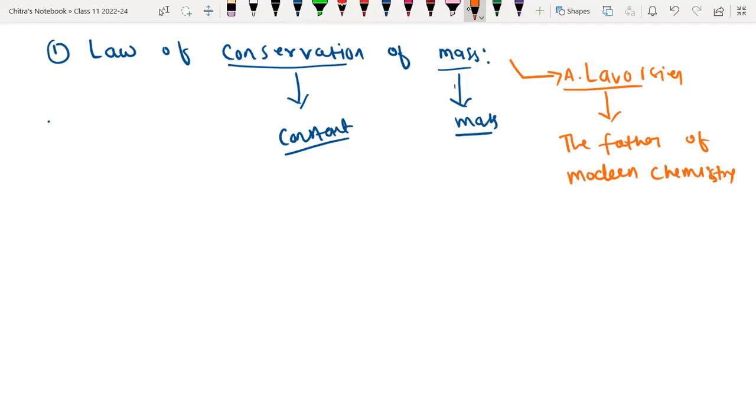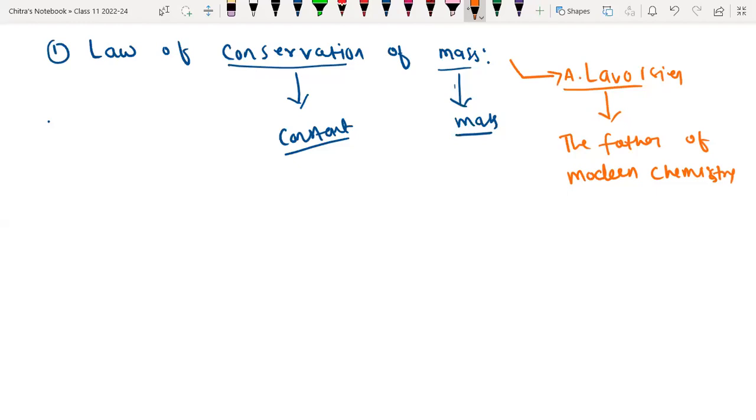And who is called the father of coordination compounds? It is also part of chemistry only. Werner. We are not going to discuss that. We are going to discuss here Antoine Lavoisier, who has given this law of chemical combination.